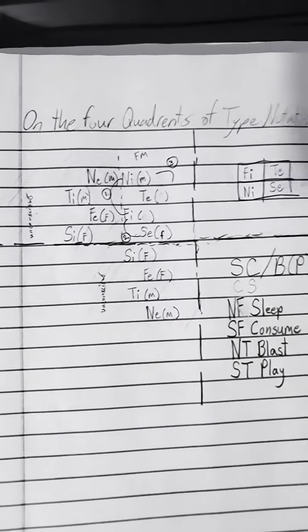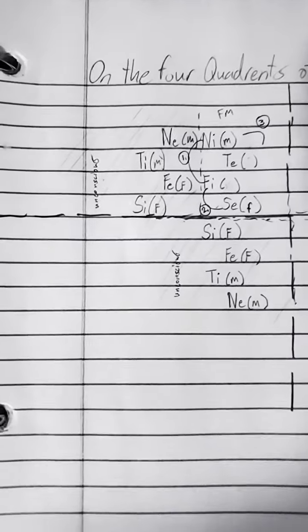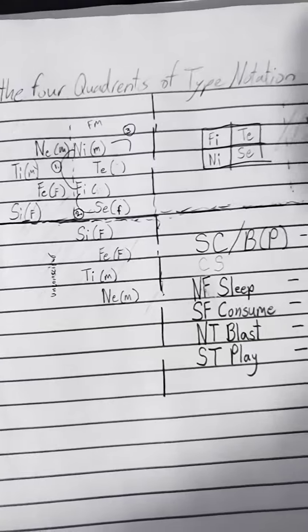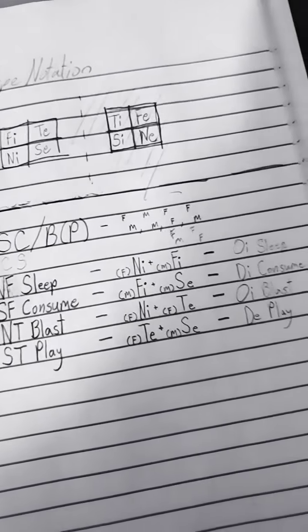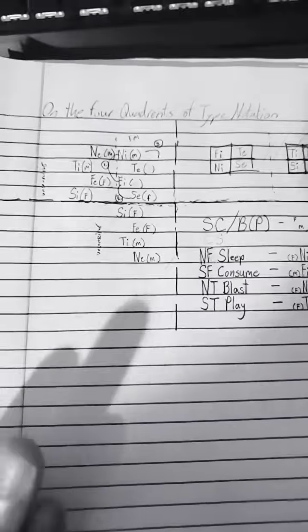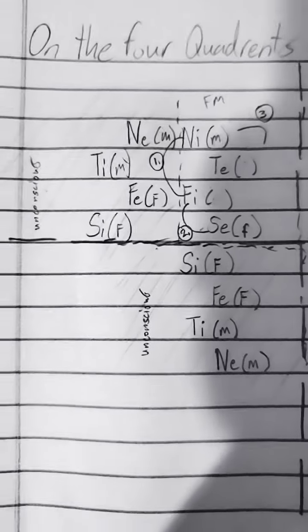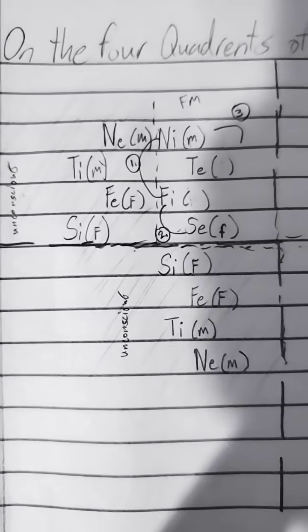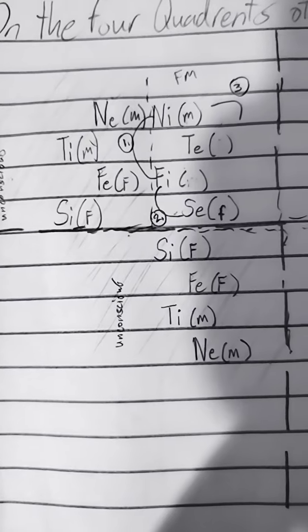On the four quadrants of type notation. In terms of common notation, this is how I originally wrote out my psychological functions when I was trying to describe my type in the objective personality system. This is the original paper where it was written on, back when I self-identified with NI, TE, FI, and SE.